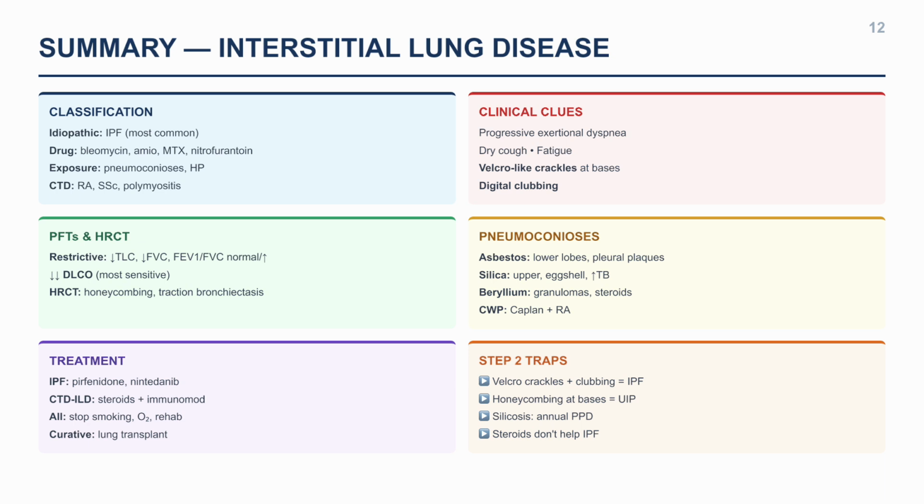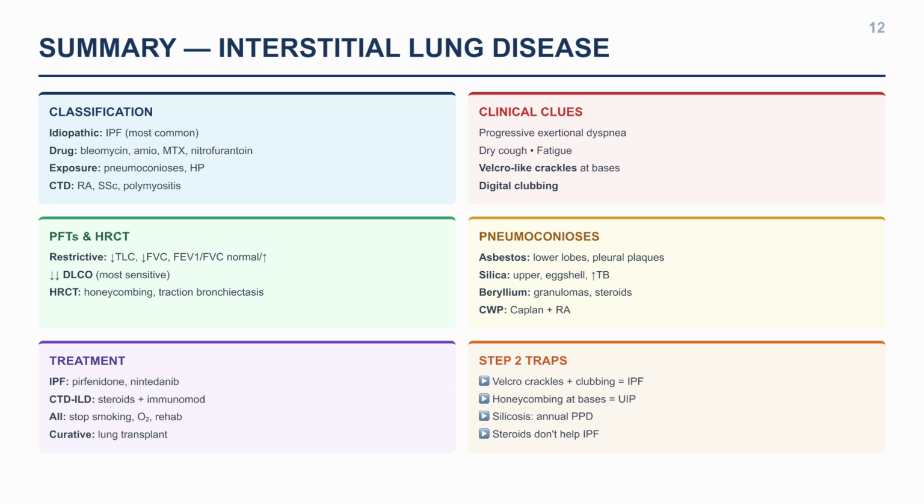Diagnostics: pulmonary function tests show a restrictive pattern with reduced total lung capacity and forced vital capacity, with a preserved or elevated FEV1 to FVC ratio. DLCO is the most sensitive marker. HRCT shows honeycombing and traction bronchiectasis with subpleural and basilar predominance.